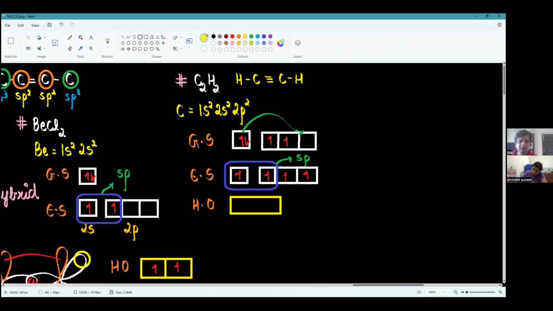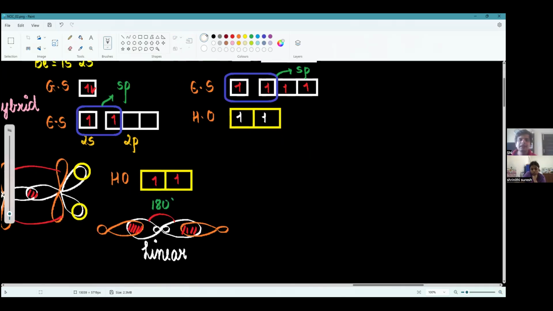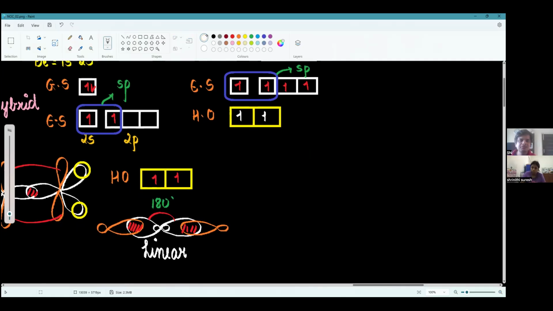So there will be 2 hybrid orbitals, and both of them shall have the same name, that is sp. Both of them will have the same energy level, a definite orientation, and maximum stability, because that is what hybridization is all about. Both of them will have one unpaired electron each. So now the geometry is linear because the hybridization is sp.